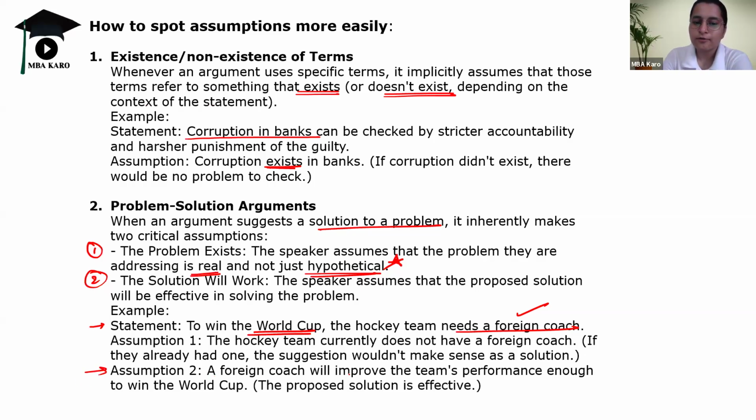The second assumption is that a foreign coach will improve the team's performance enough to win the World Cup. What is the statement? To win the World Cup, the hockey team needs a foreign coach. So first, a foreign coach is not there. Second, if they want to win the World Cup, the foreign coach might actually help. If this thought had not been there, why would anybody suggest this? So the proposed solution has to be effective. This is also a condition: number one, if there is a solution, the problem is very real. Second, the proposed solution will be effective in solving the problem. Am I clear till here? Do let me know if there is any difficulty or anything that you are not able to understand, okay?